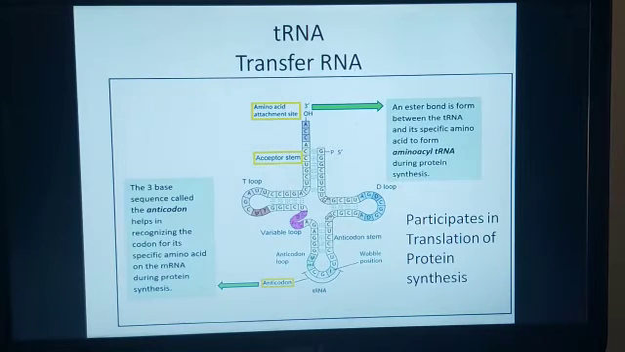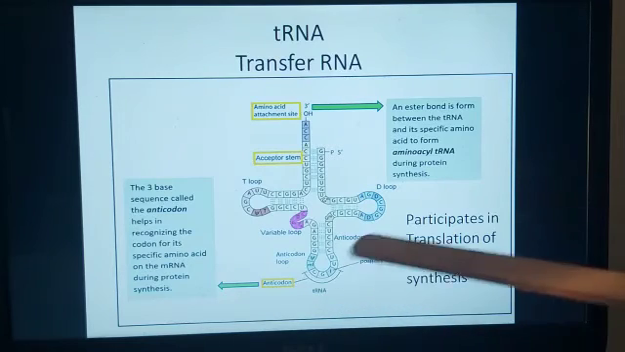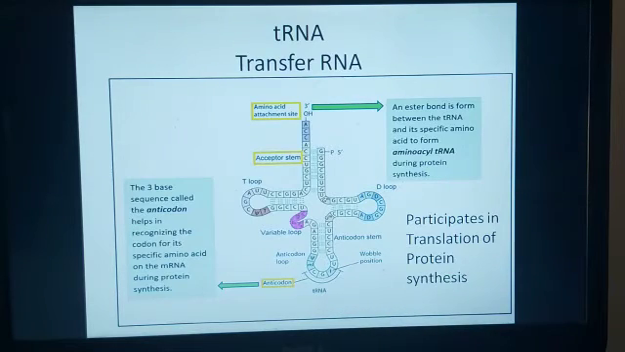Next is the DHU arm. Next is the anticodon arm. It has a 3 base sequence called the anticodon that helps in recognition of the codon for its specific amino acid on the mRNA during protein synthesis. And also the TΨC arm, there is one more arm present here. This particular transfer RNA molecule participates in the translation part of protein synthesis.